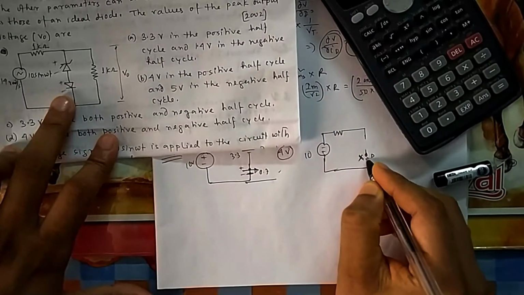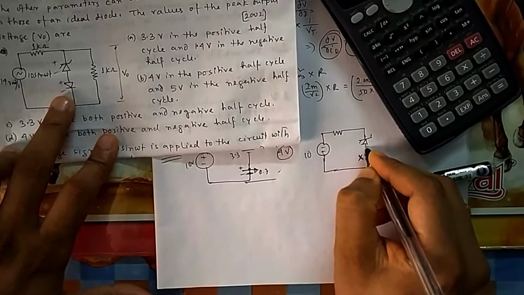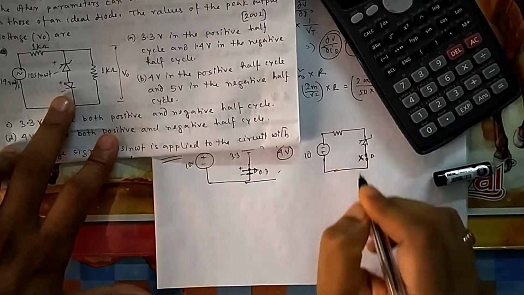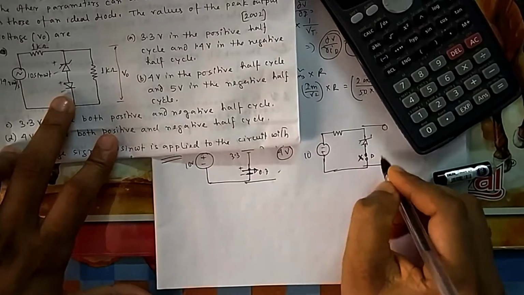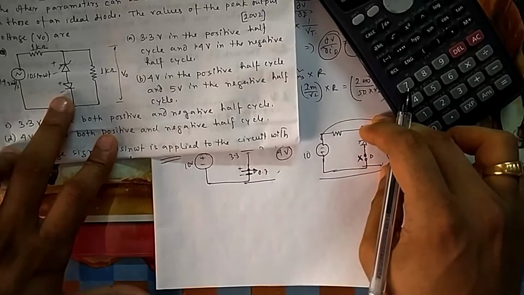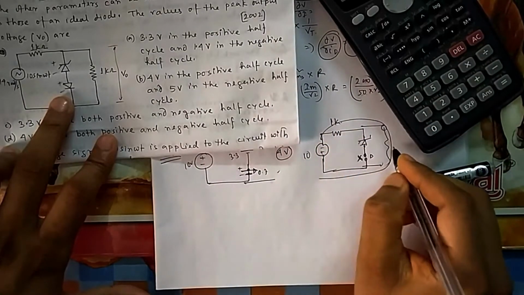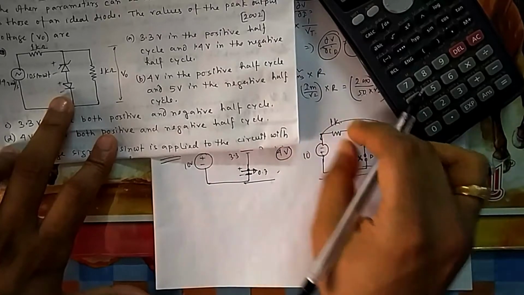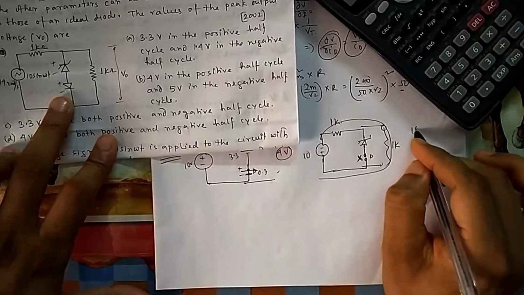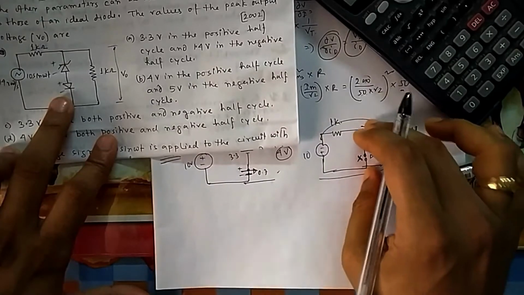So you keep it as open, and as it is open, whatever voltage comes, Zener will get no voltage because it is open. So all current will pass through this, and you will get this voltage. Not full voltage, because it is 10. So 10 will be divided across 1 kilo equal. So 10 will be divided by 2. So voltage division, you will get 5 volt. So that is your answer.